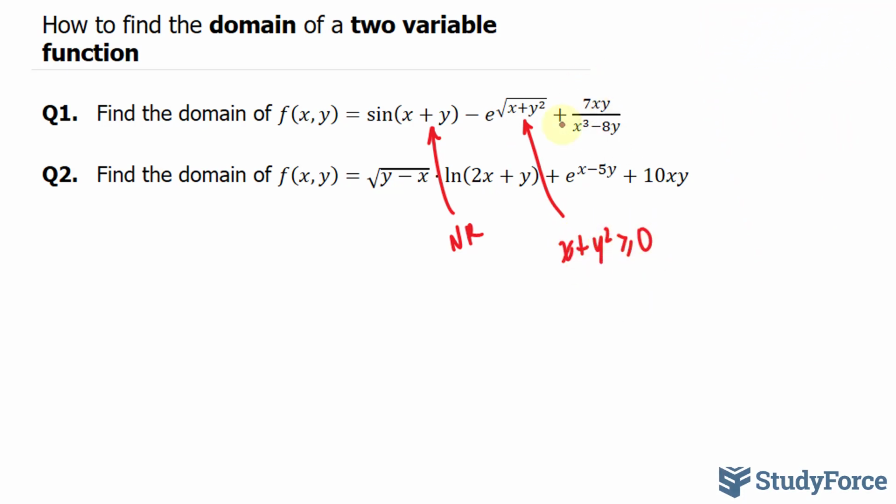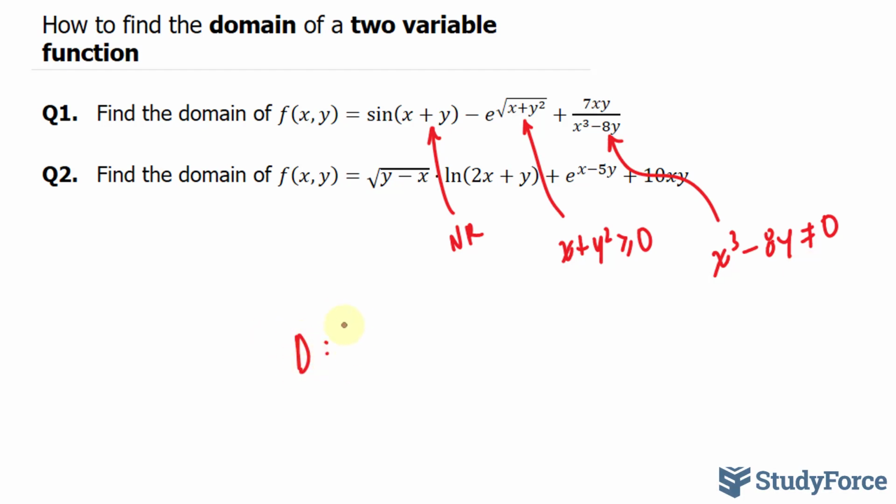Finally, in our last term, we have 7xy over x to the power of 3 minus 8y. We know that with fractions, the divisor, the denominator in other words, x to the power of 3 minus 8y, cannot equal 0. So for this, the only restriction will be x to the power of 3 minus 8y cannot equal 0.